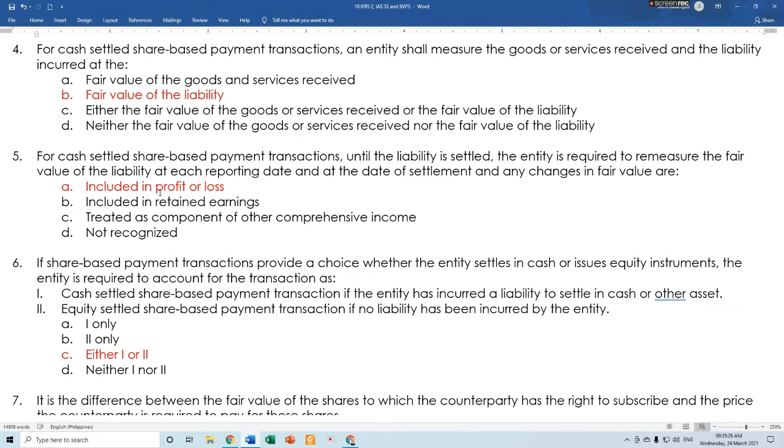Number 5, for cash settled share-based payment transactions, until the liability is settled, the entity is required to remeasure the fair value of the liability at each reporting date and at the date of settlement, and any changes in fair value are included in profit or loss. Doon lang naman yan, walang papasok sa OCI kasi wala namang component ng OCI na affected ng share-based payment transaction.